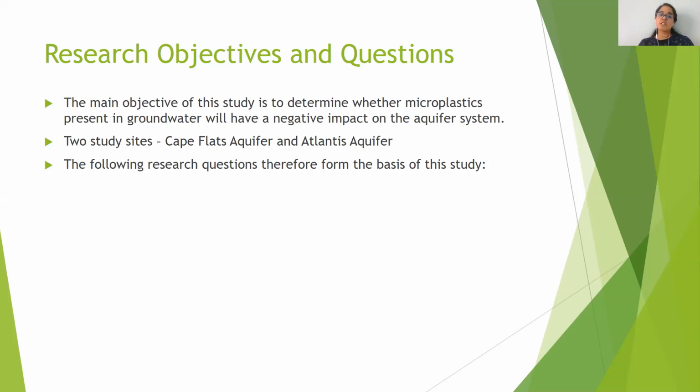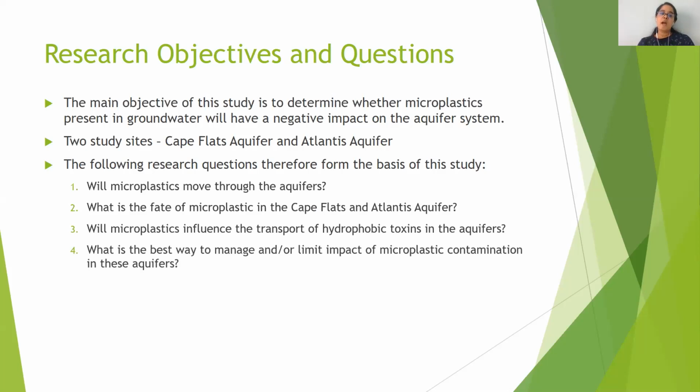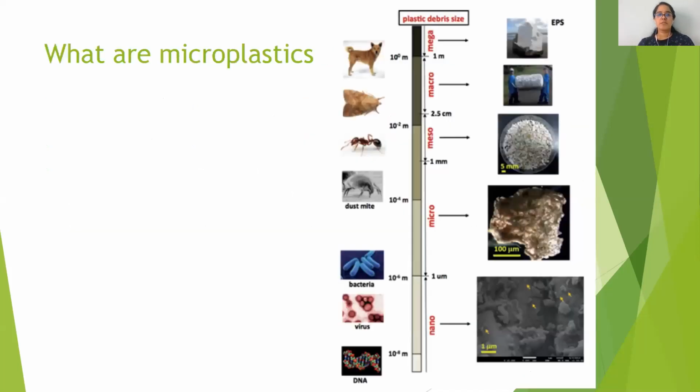So the following research questions therefore form the basis of the study. Will microplastics move through the aquifers? What is the fate of microplastics in the Cape Flats Aquifer and in the Atlantis Aquifer? Will microplastics influence the transport of hydrophobic toxins in an aquifer? And what is the best way to manage and or limit impact of microplastic contamination in these aquifers?